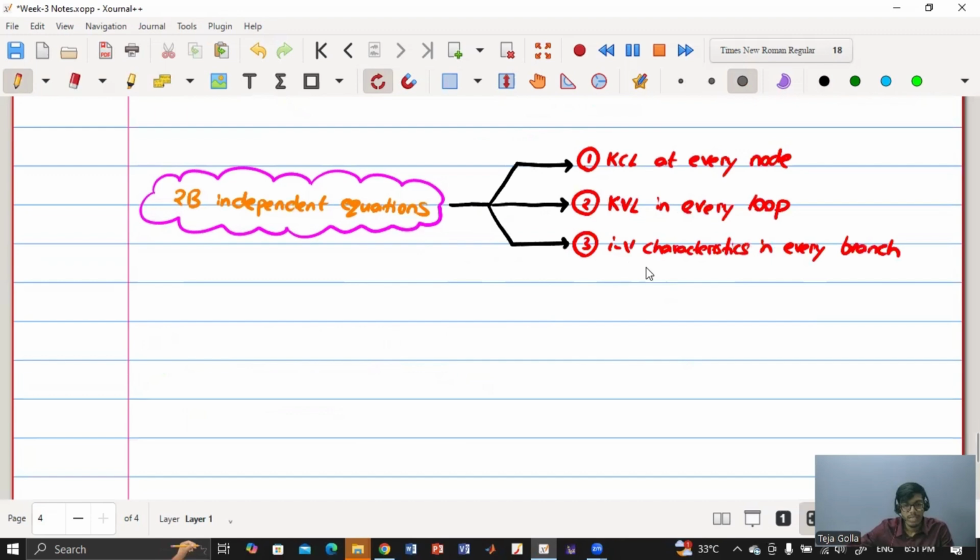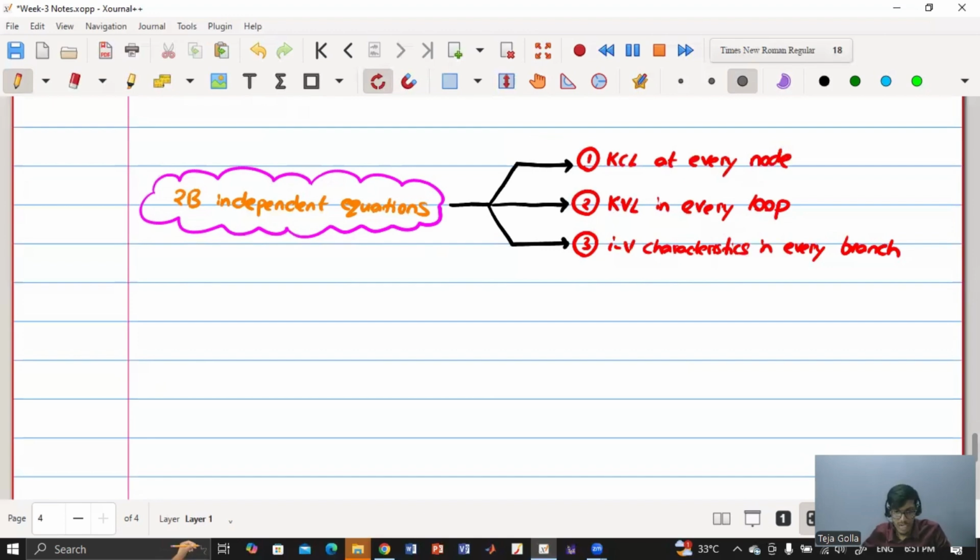So these three are the voltage current relationship equations which we'll get by applying Kirchhoff's law. And using these three, we should get 2B independent equations. So now I know KCL, I know KVL, and I know IV characteristics in every branch.